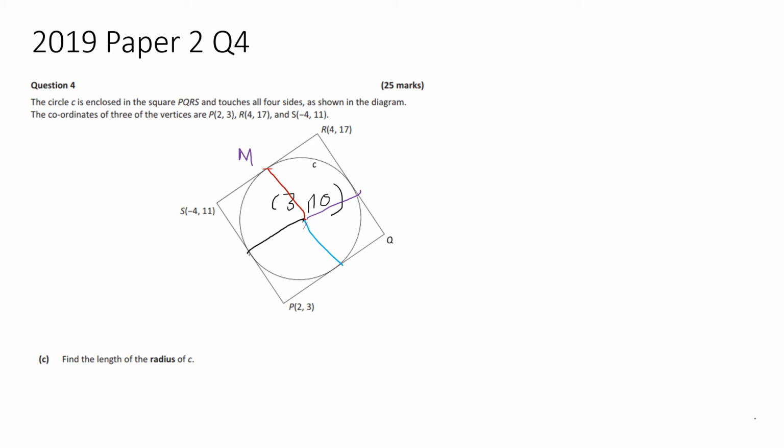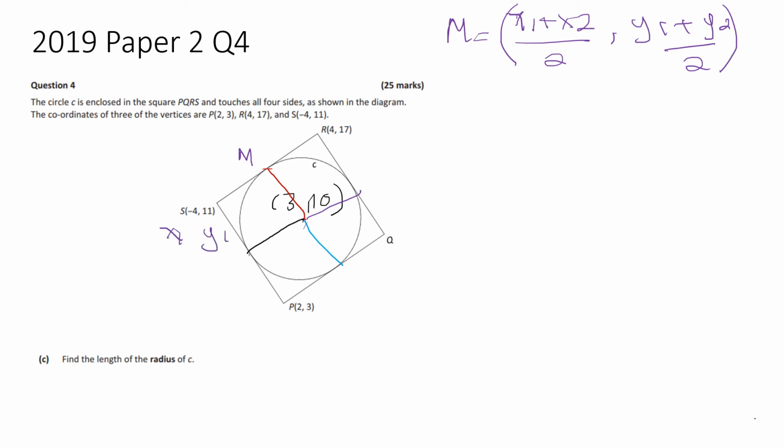So what I'm going to do is find the midpoint of (-4, 11) and (4, 17). So I'm going to add my x's and halve them, and then I'm going to add my y's and halve them. So that's x1, y1, and that's x2 and y2. So what I'm going to do next is just sub it in.